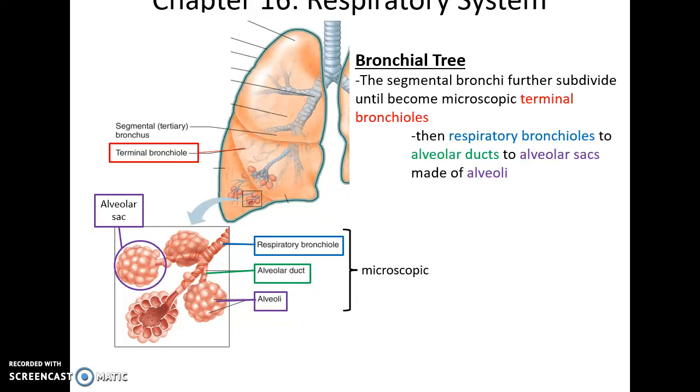The bronchial tree continues branching into smaller and smaller bronchi until finally they become the microscopic bronchioles. You finally reach the terminal bronchiole, which is not actually the last of the bronchioles. After the terminal bronchioles, you have the respiratory bronchioles, which then split into the alveolar ducts that go to the alveolar sacs, made up of teeny tiny little alveoli. Gas exchange can occur in the respiratory bronchioles, the alveolar ducts, and the alveoli, but most of it occurs in the alveoli.